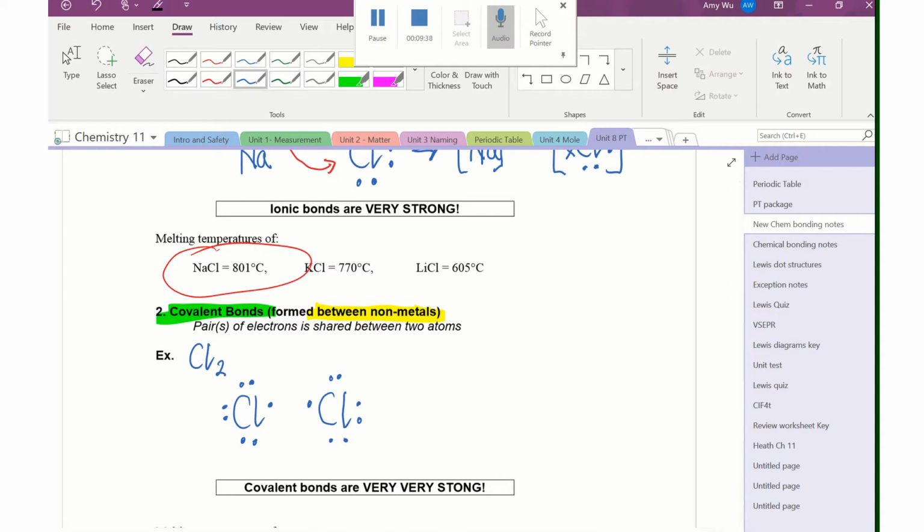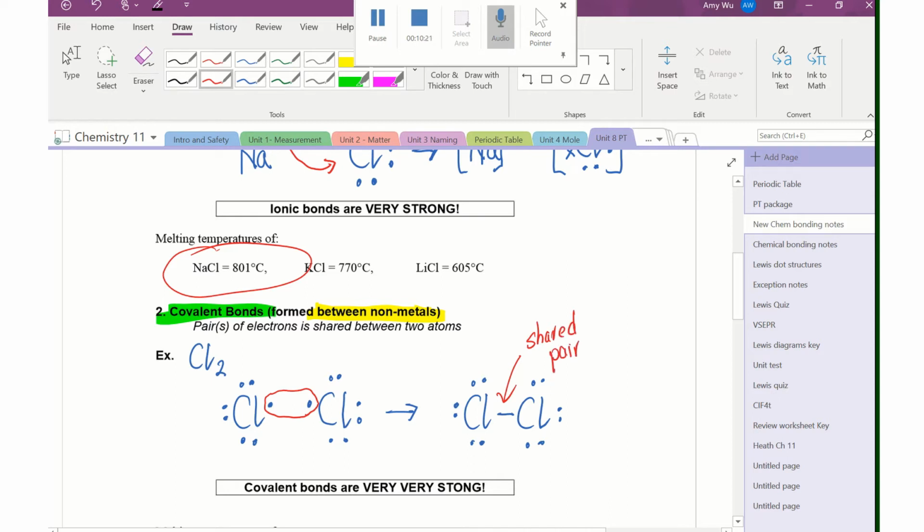Okay, so these 2 are nonmetals. They don't like to give away electrons, but instead they want to share. They want to share this pair of electrons here in the middle. Okay, so by sharing a pair of electrons, they form a covalent bond. So all these dots are called lone pairs. And the pair in the middle here is called a shared pair, or bonded pair. And these ones here are lone pairs, and there are many of them. Okay, so one shared pair and many lone pairs.